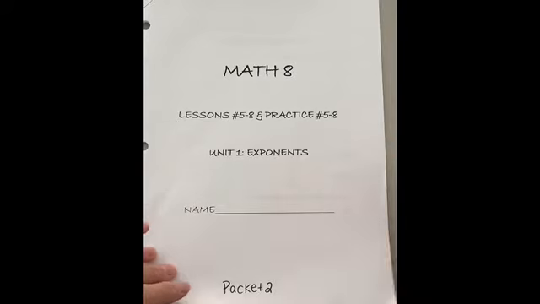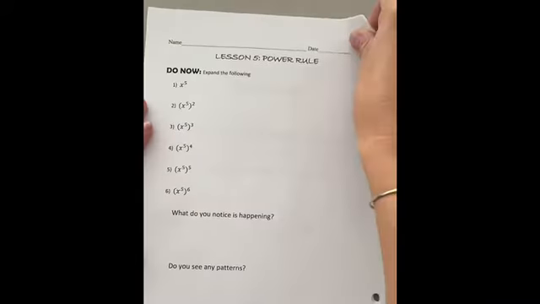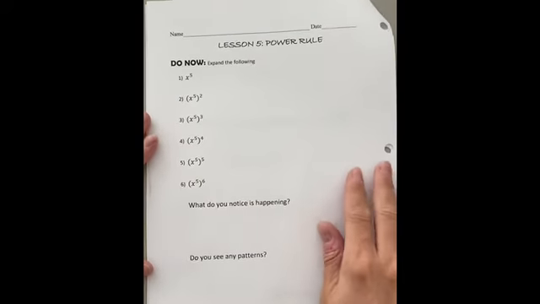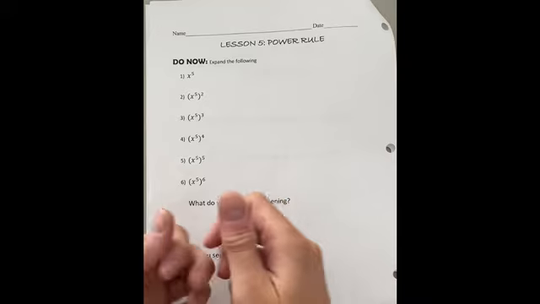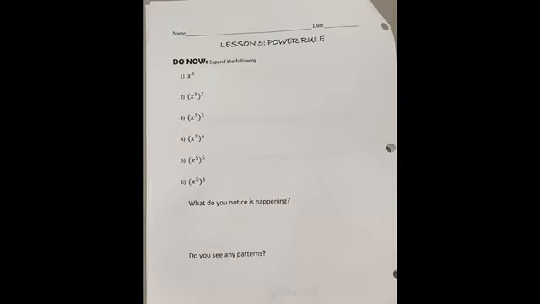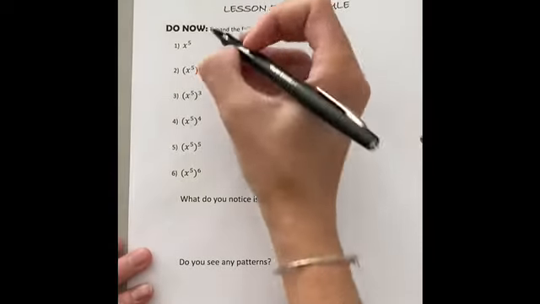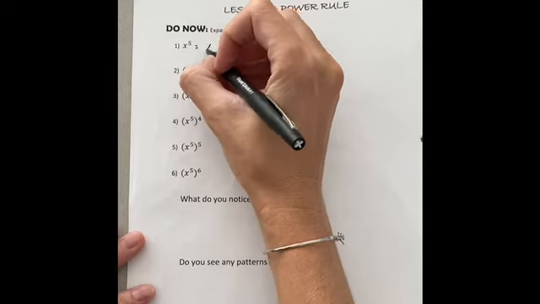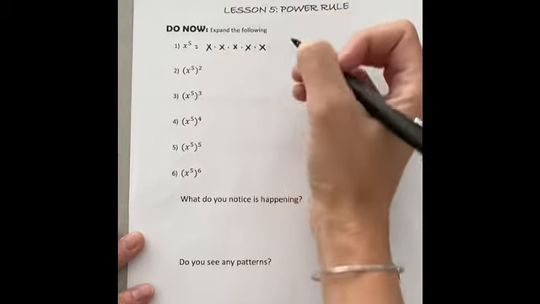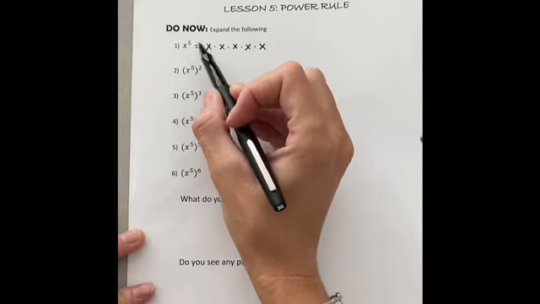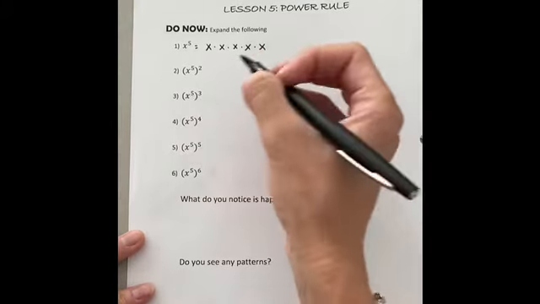All right, so if we turn the page here, we're going to notice lesson 5 is what we're going to start with. I'd like you to take a second and do the do now and expand the following. Remember, expand means writing it out and stretching it out. After you expand, you notice that x to the 5th would really just be x times x times x times x times x. There's an exponent of 5, which means we have to multiply that x 5 times.